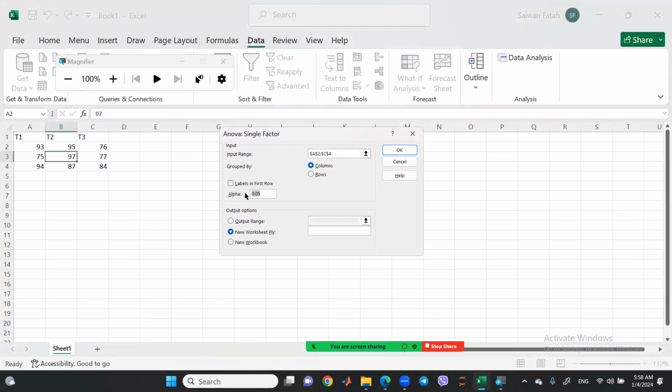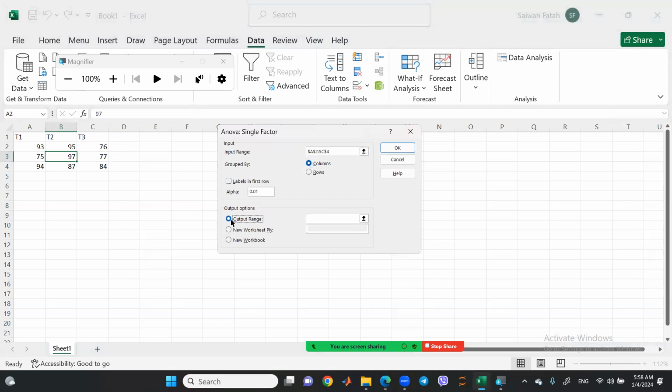Then, you need to give alpha. What's alpha? Alpha is 0.01. It was given in the exam. Okay? Then, where do you put the output? Here, click on Output Range. Where do you want to put the output? Let's show you about that. Click on it.